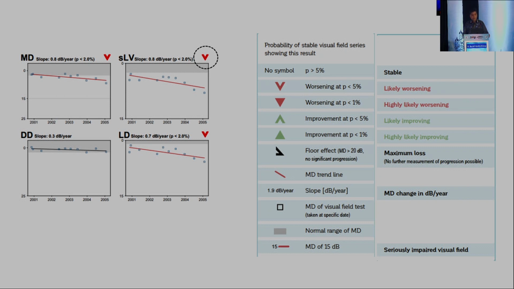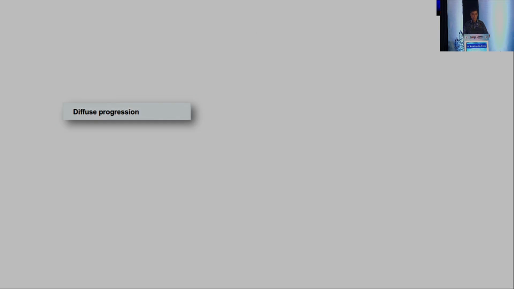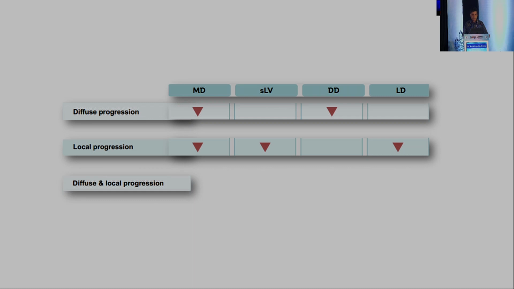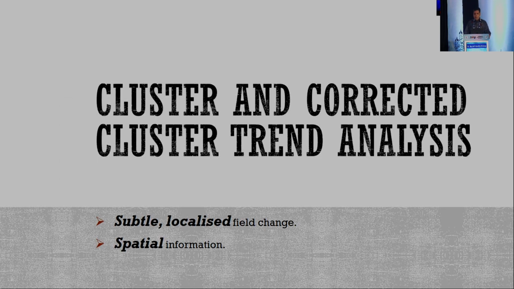Now, also, depending on the indices worsening, you can make a distinction between local and diffuse progression. For example, if it's a diffuse progression, you will have a change in the MD and the DD trend lines. And the local progression will have a change in everything except the diffuse defect. And with diffuse and local, you will have both. Now, you also have the cluster and the corrected cluster trend analysis.